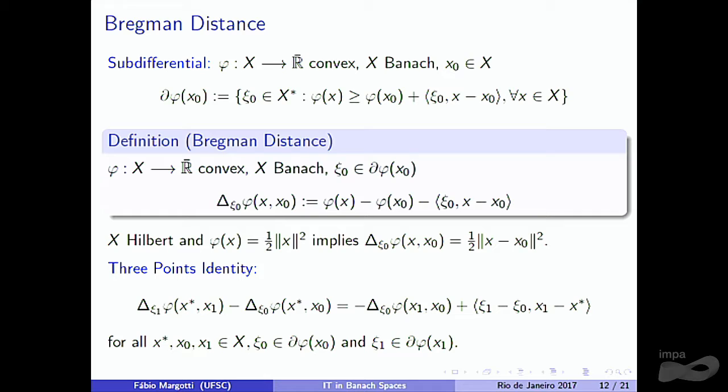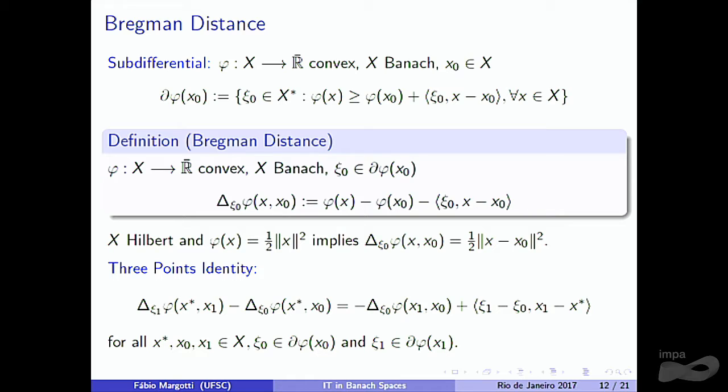And the Bregman distance uses this idea to define this notion of distance here. If you have an element xi0 in the subdifferential of phi at x0, you define the Bregman distance in the direction of xi0 in this way here. It's actually only the difference between that part and that part.